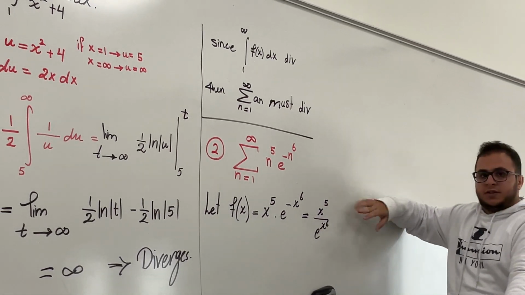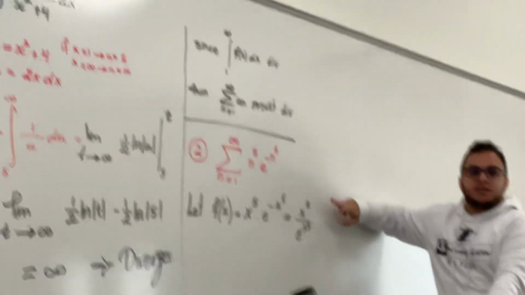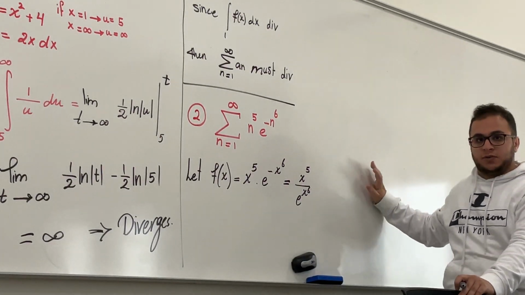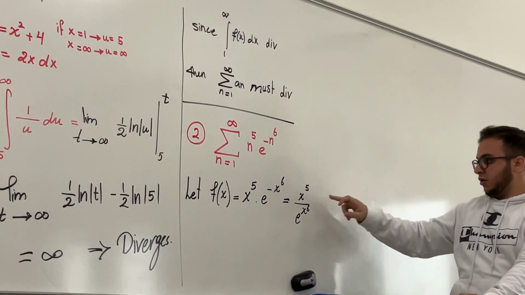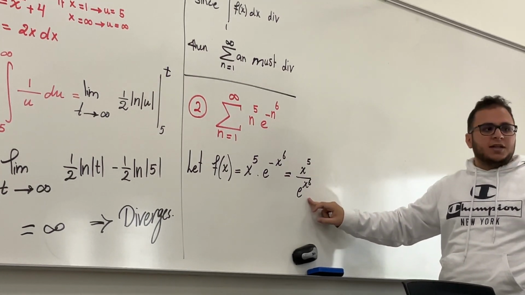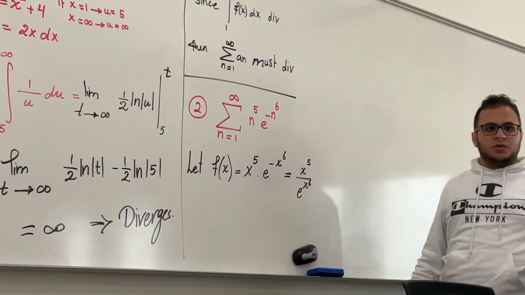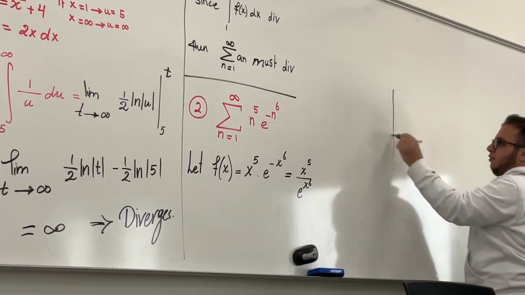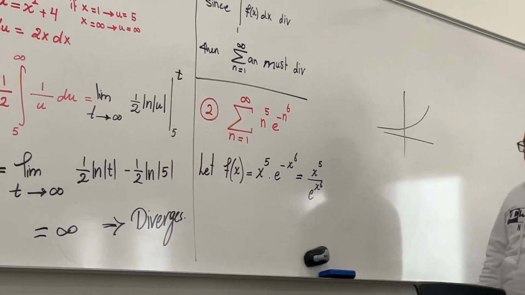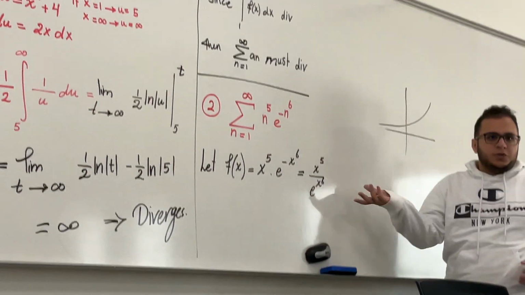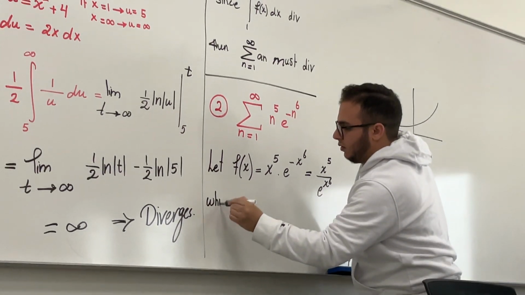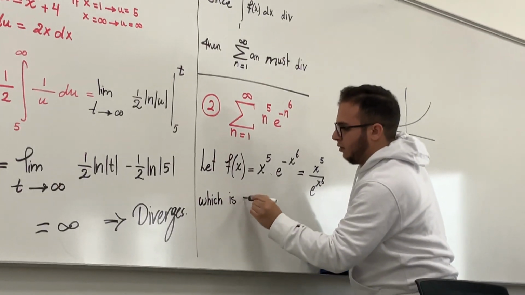Okay, is it always positive? Let's check. Now, remember, x is between 1 and infinity from the bounds of the series, right? So anything from 1 to infinity to the power 5 is positive. E, by definition, is always positive, you know, from its graph. How does the graph of e look? Like this. It's always positive, above the x-axis. Anything you plug in here is positive. So positive over positive is positive.